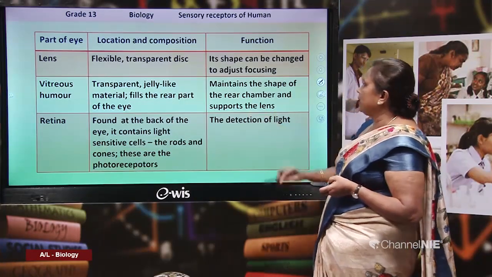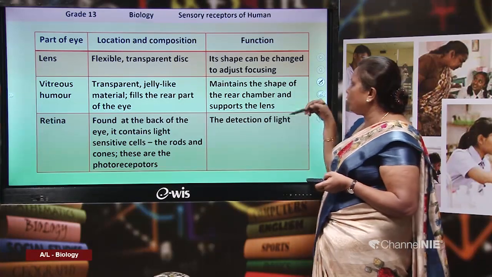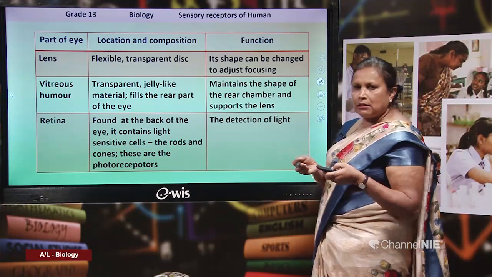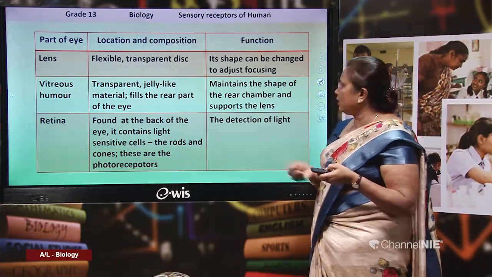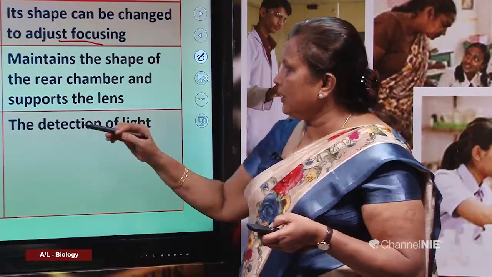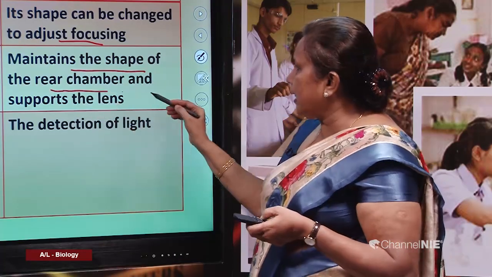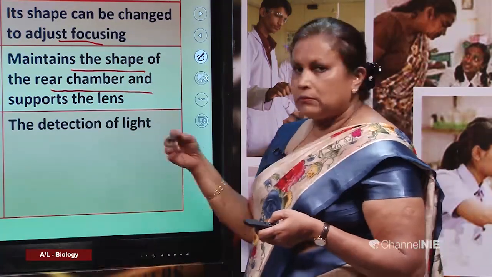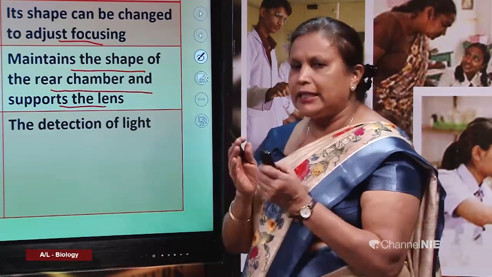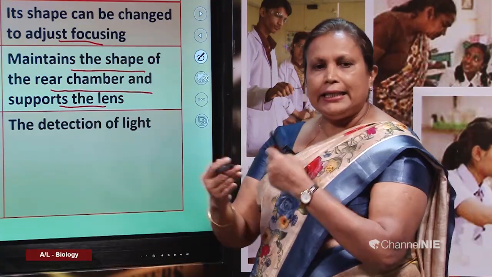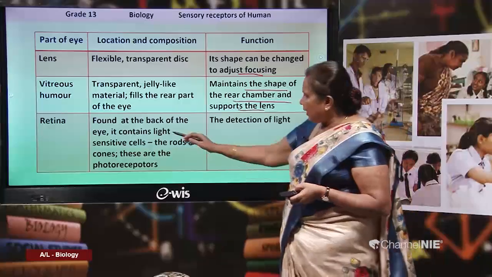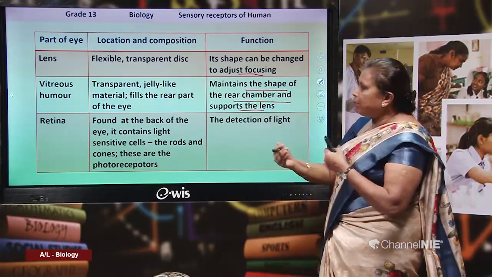Lens is flexible and transparent. Its shape can be changed according to the ciliary muscles' relaxation and contraction. So it adjusts the focusing. Vitreous humor maintains the shape of the rear chamber and also supports the lens. This is actually important to keep the retina intact with the choroid. That is very important.